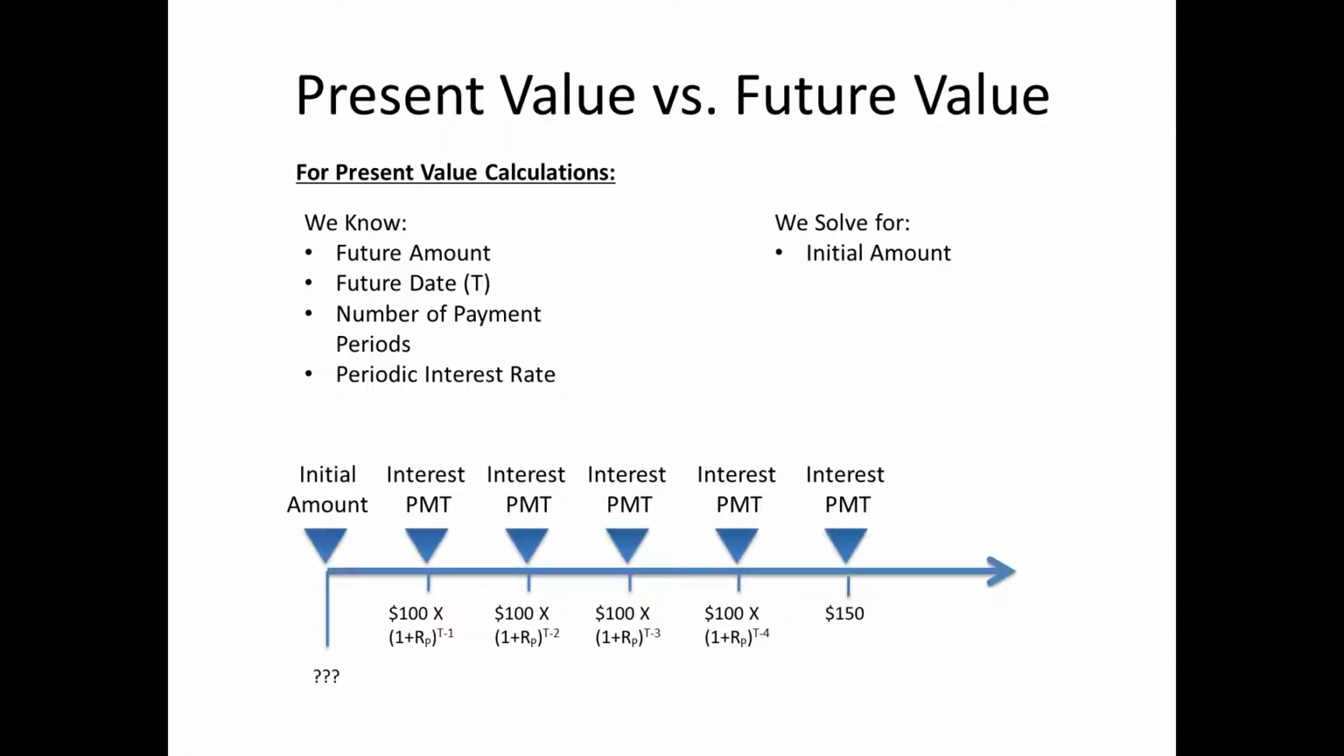Well, in present value, we just reverse the problem. So now you know the future amount, and you know the future date. You know the number of payments again, and the periodic interest rate. So all those same things you knew, but you know the future amount. And now you're asking the question, what should the initial amount be? So nothing else has changed other than that, basically.